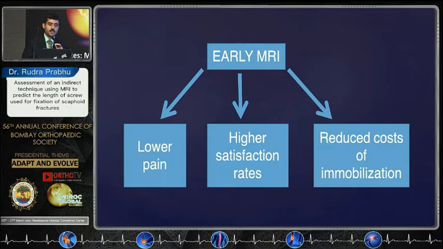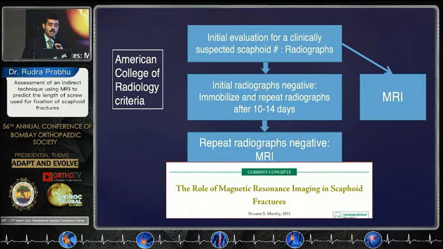An early MRI for scaphoid fractures is associated with lower pain, higher satisfaction rates, and reduced costs of immobilization. As per the criteria given by the American College of Radiology, the initial evaluation for a clinically suspected scaphoid fracture is radiography. However, in case the initial radiographs are negative, the protocol is to immobilize and repeat radiographs after 10 to 14 days. But these criteria recommend that whenever feasible, an MRI should be performed in this setting.